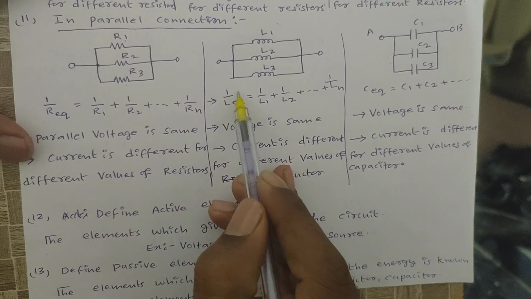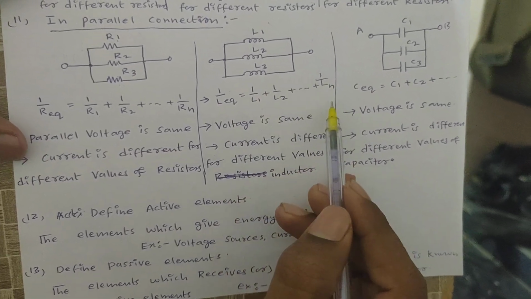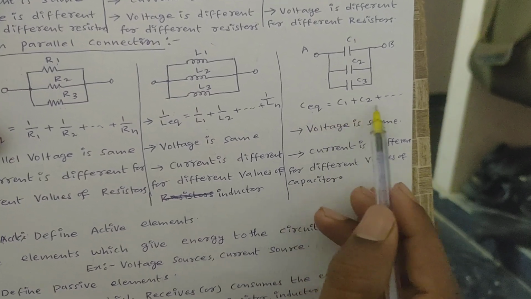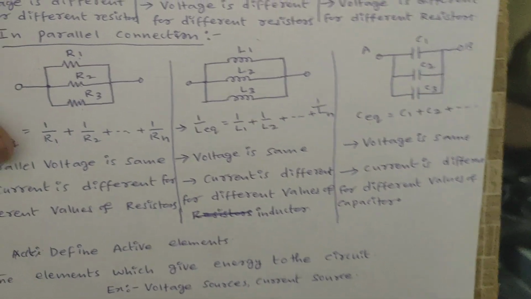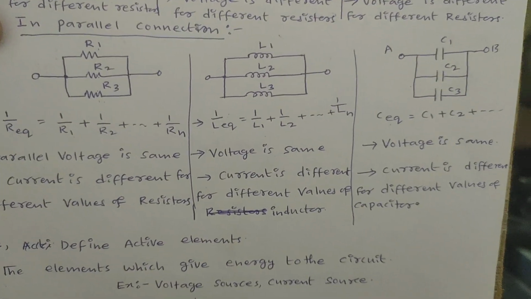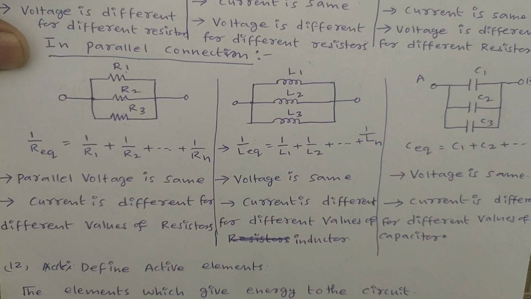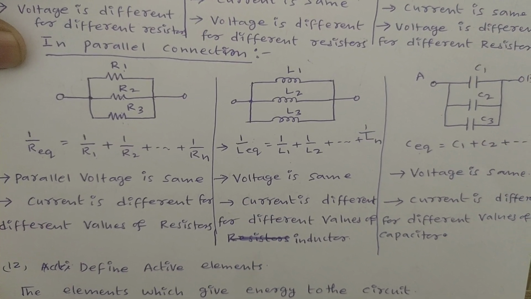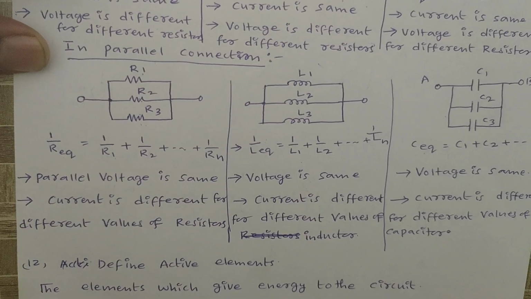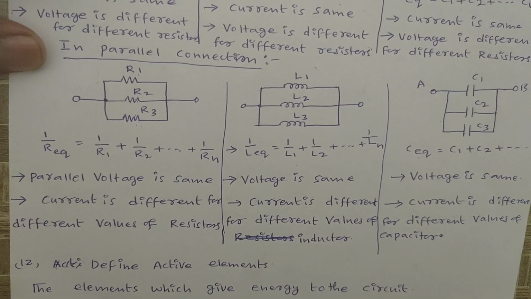Similarly, in case of inductances also, 1 by L equivalent is equal to 1 by L1 plus 1 by L2 plus so on 1 by Ln. But in case of capacitances, in parallel the capacitances will be added, that is C equivalent is equal to C1 plus C2 plus C3 plus so on Cn. That means in parallel, voltage is same, either resistor, inductor or capacitor, but current is different for different values of resistor. That is about parallel connection.